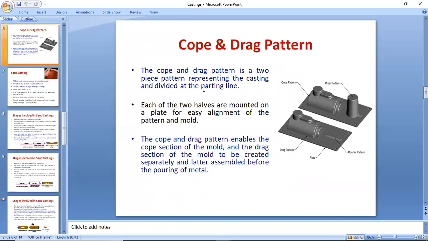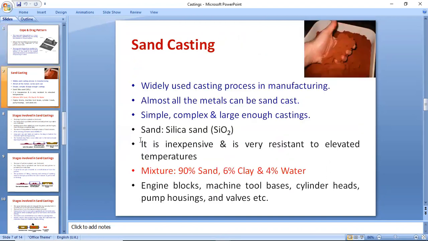Then, in the construction and details of the casting process, there are two types of patterns, the cope and drag patterns. The cope and drag pattern is a two-piece pattern representing the casting and divided at a parting line. Each of the two halves is mounted on a plate for easy alignment of the pattern and mold. The cope and drag patterns enable the cope section of the mold and the drag section of the mold to be created separately and later assembled before the pouring of the metal.